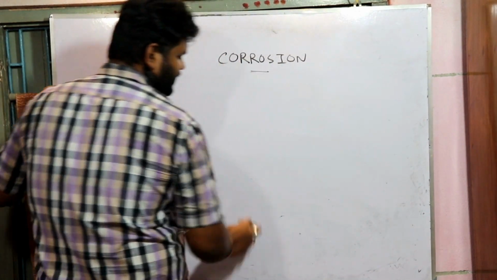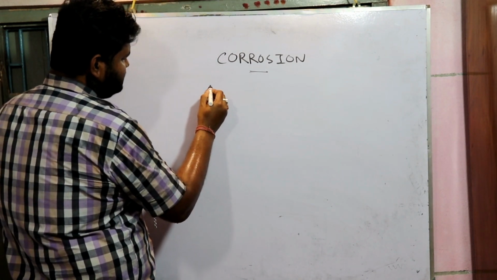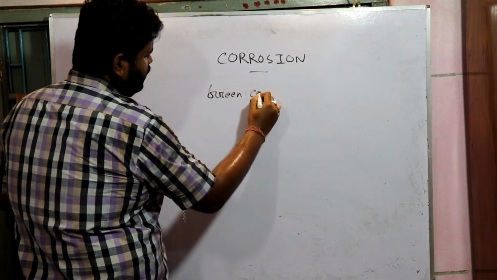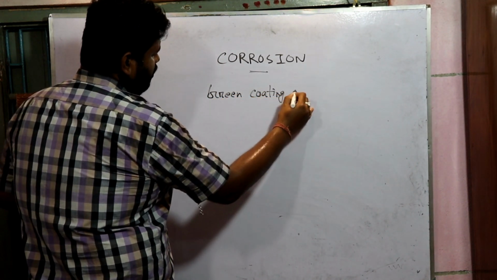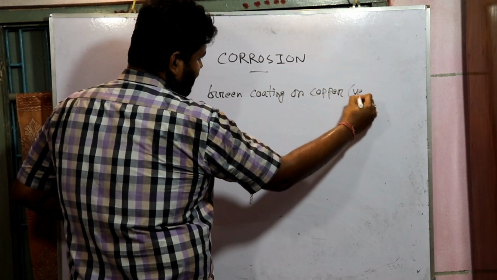Another very important example which you can see in your daily life is the green coating on copper, basically a copper vessel.